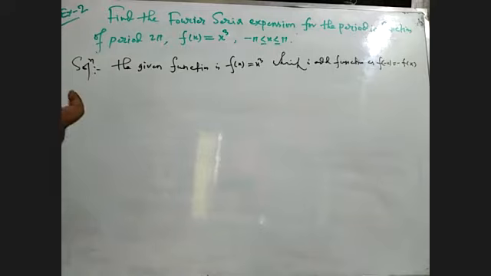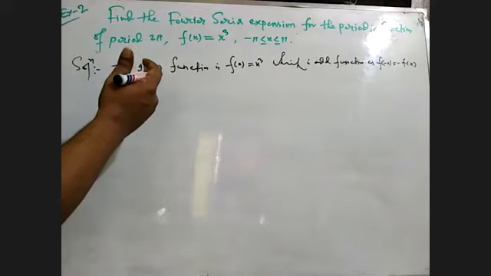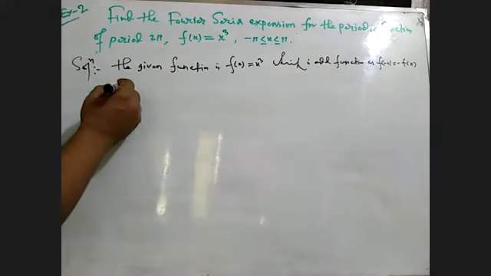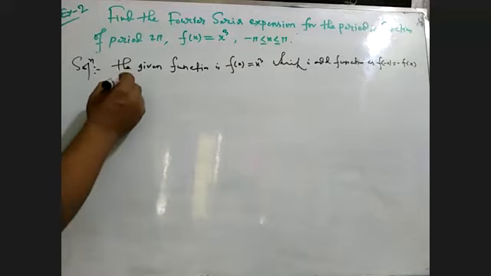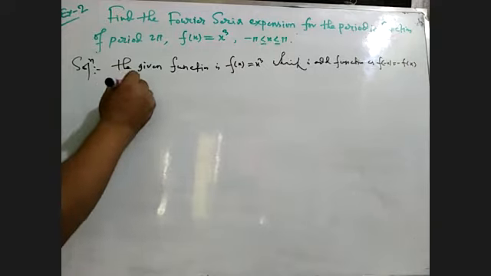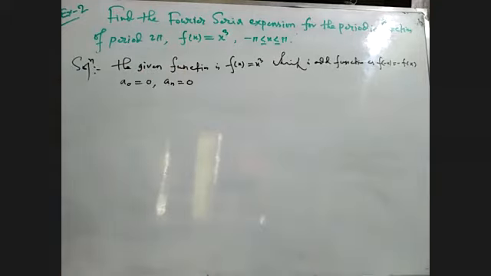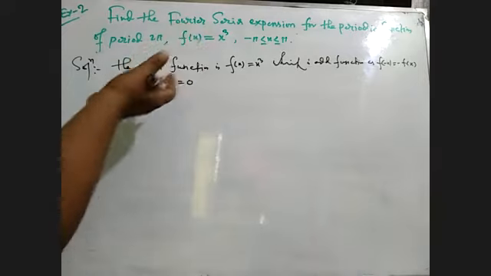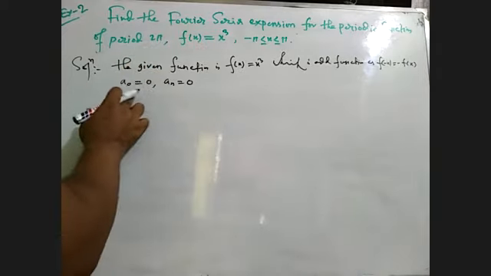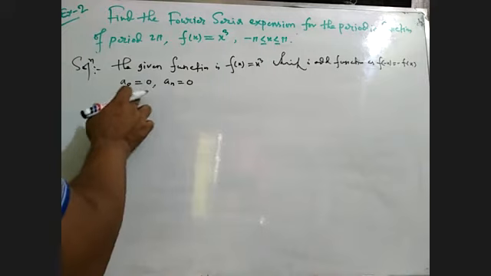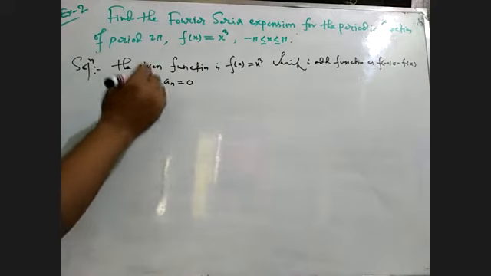Now we must know that if the given function is odd, from our previous cases, in the Fourier expansion of an odd function, a0 equals 0 and also an equals 0. You have to remember that the cosine coefficient for n equals 0 to infinity will be 0.